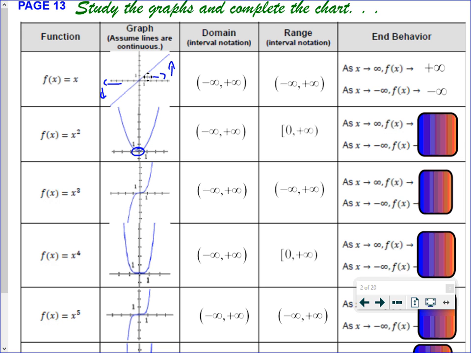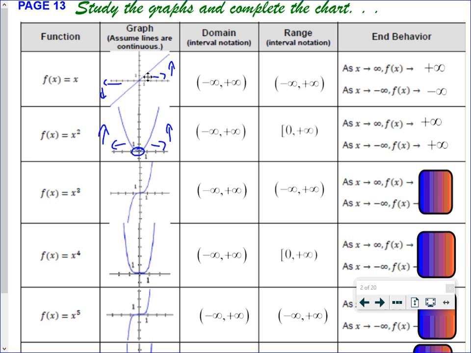For the end behavior, as x is going to infinity, we can see f of x is also going to infinity. As x increases, the y's are increasing, and as x decreases, we see the y's are still increasing. So as x goes to infinity, f of x is going to positive infinity. As x goes to negative infinity, f of x is going to positive infinity as well.